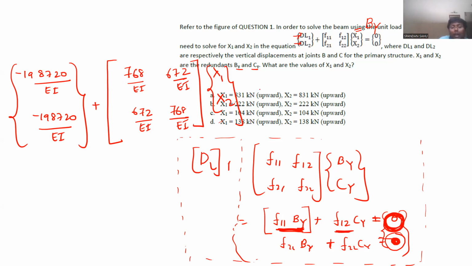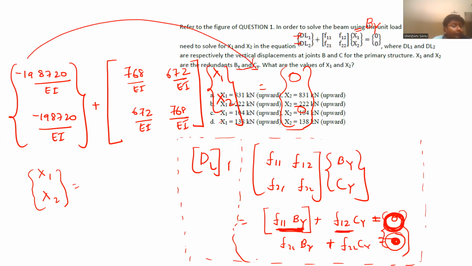Now that is coming out to be 0. So we would like to take EI as common, and x1 and x2 you can write if you take these to that side. Suppose I am writing in terms of notations only.